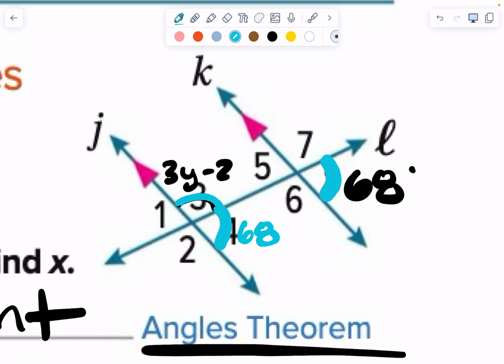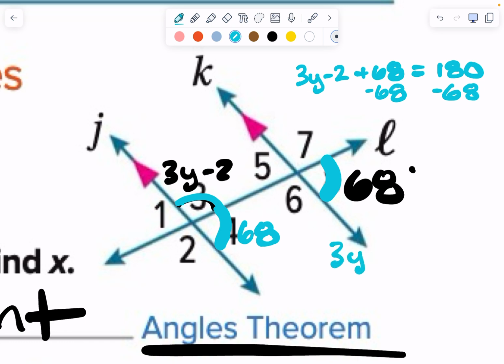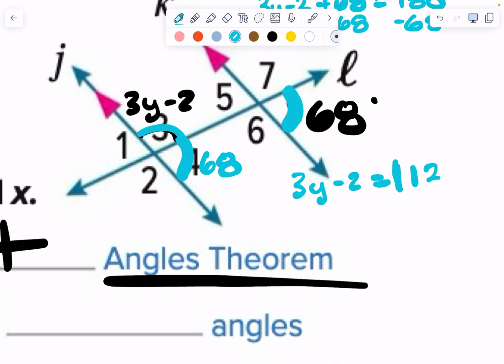So, how do I solve this? Do math. 3y minus 2 plus 68 equals 180? Sure, we could do it that way. That's fine. Okay, let's subtract the 68. Some of you went straight to here and said 3y minus 2 equals 112. So some of you did the math in your head. And then we add the 2. 3y equals 114. Can you divide by 3 in your head?